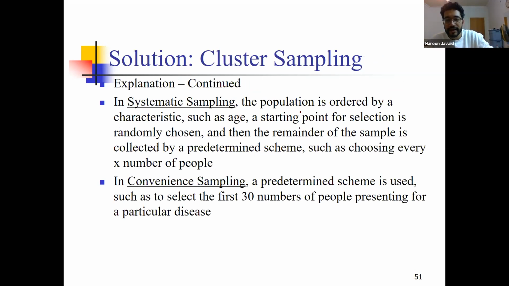Now, systematic sampling is ordered by characteristics such as age, from a starting point that is randomly chosen, and then the remainder of the sample is collected by a predetermined scheme, which is basically the K value, okay?